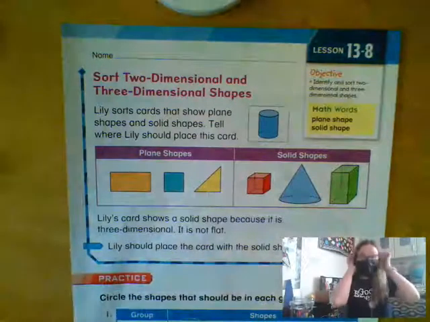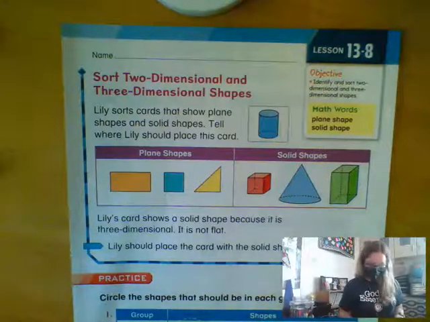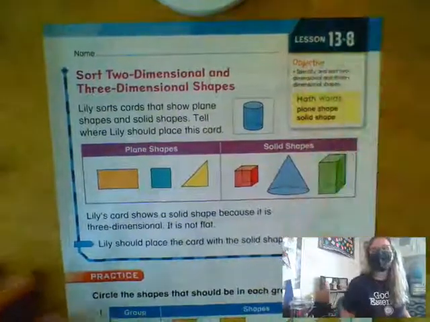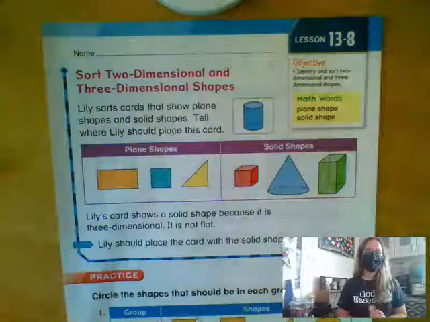In this video, I'll be doing today's math lesson with you. Here in the classroom, we are getting our books opened up to page 513. It is lesson 13-8, and it says sort two-dimensional and three-dimensional shapes.